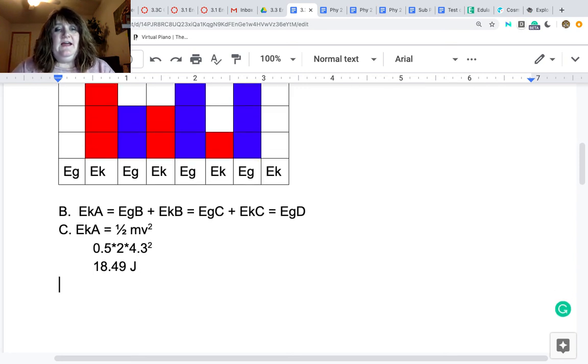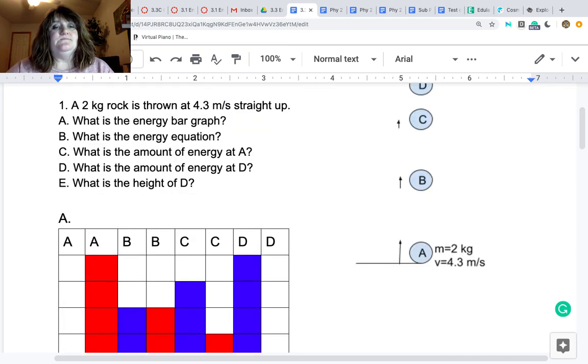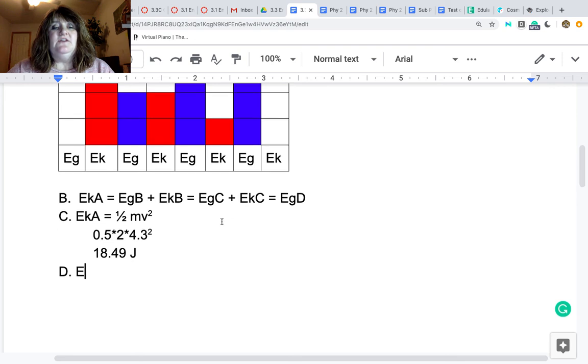Part D asked, what is the amount of energy at D? Well, I don't have to know anything other than one of the other positions because the EK at A has to equal the EG at D, which came from the energy equation. So the EG at D is equal to 18.49 joules.